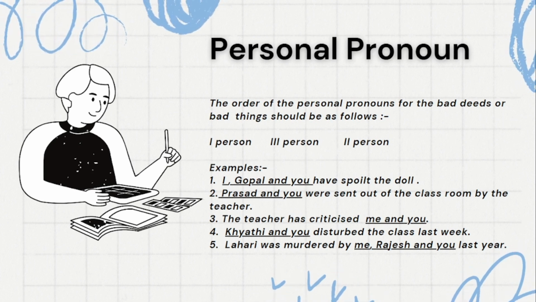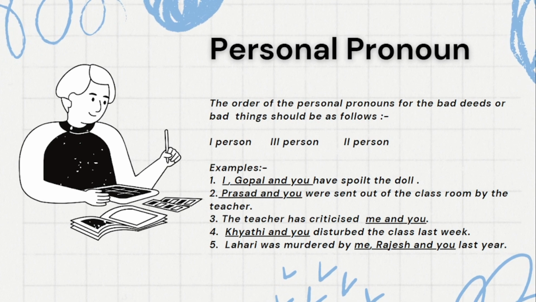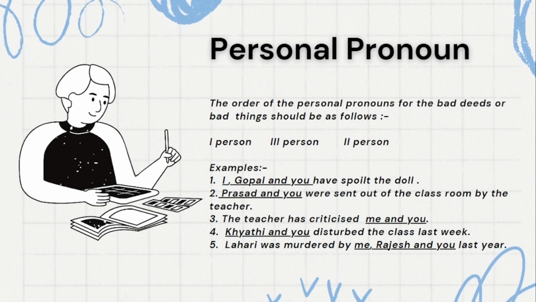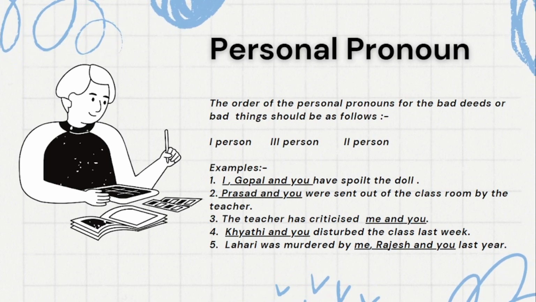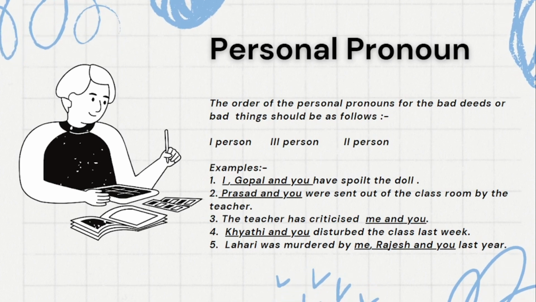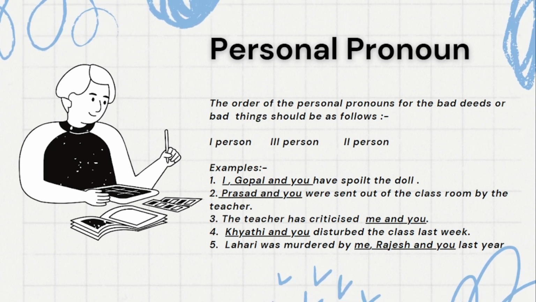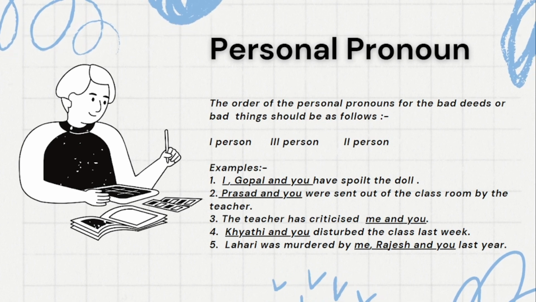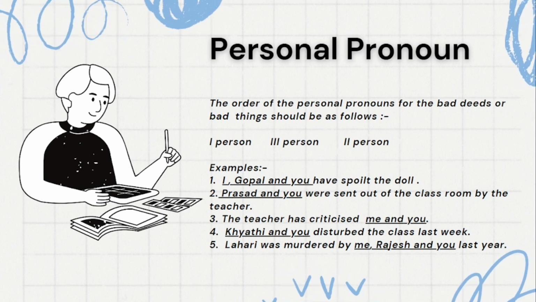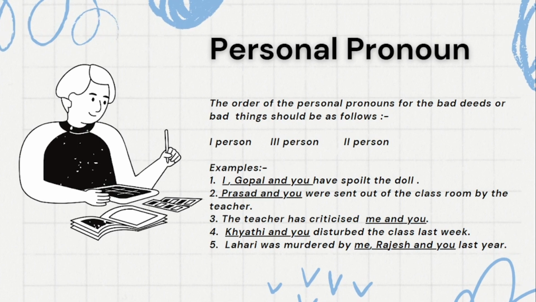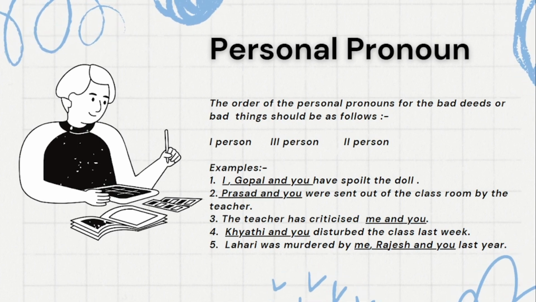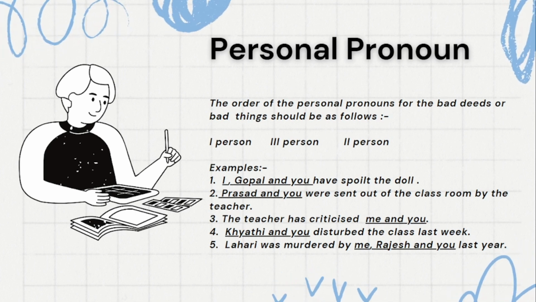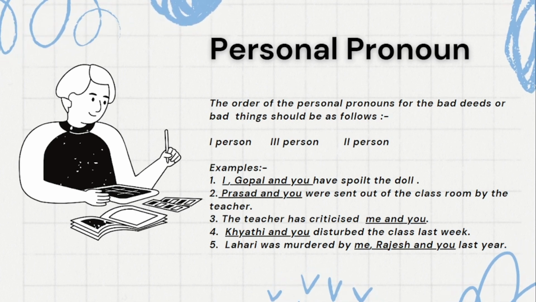Next, fifth one. Lahari was murdered by me, Rajesh, and you last year. First, check whether the sentence expresses a bad activity or not. Definitely, it is a bad activity. How do we know? Murder somebody. Doesn't it express a bad activity? Yes. Here in this sentence, Lahari is the subject, was is the be form, murdered is the main verb third form, passive voice.